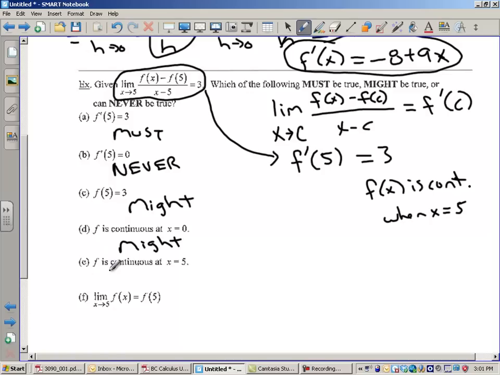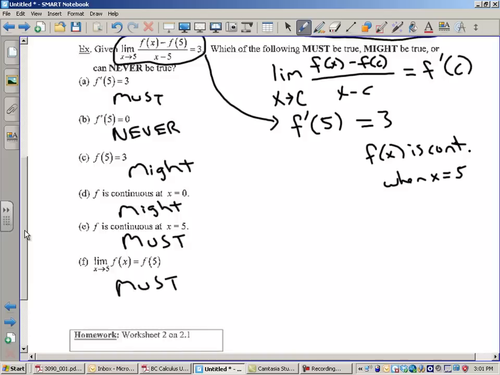What about E? F is continuous at 5. Well, folks, we took a derivative at 5 and we got an answer of 3. Differentiability implies continuity. This must be true. And this last one checks your definition of continuity. For a function to be continuous, the limit must match the function value. This is for sure the definition of continuity, so that must be true.